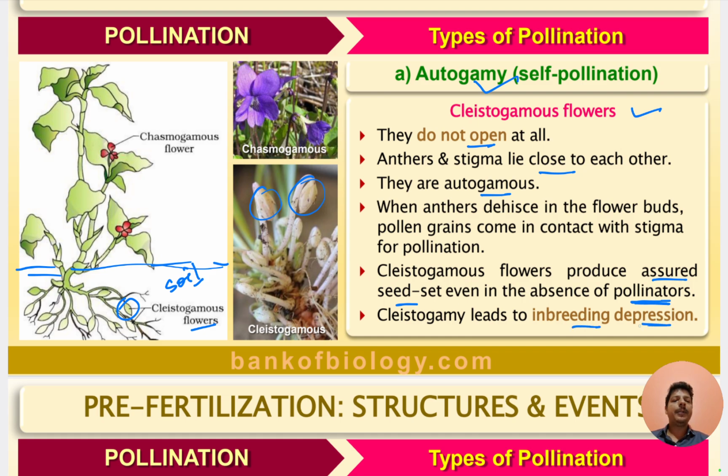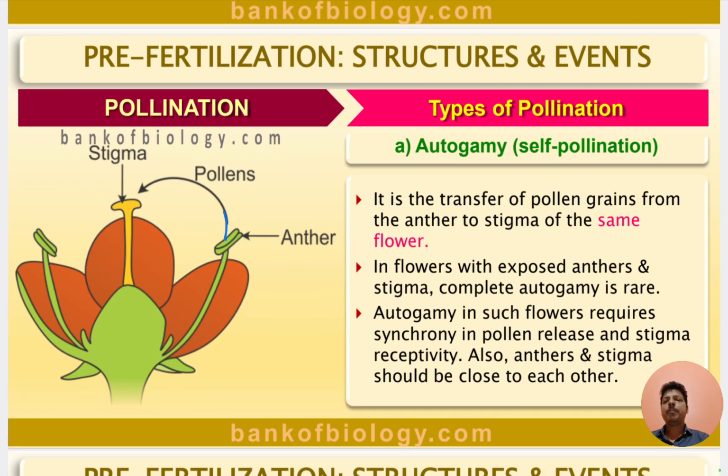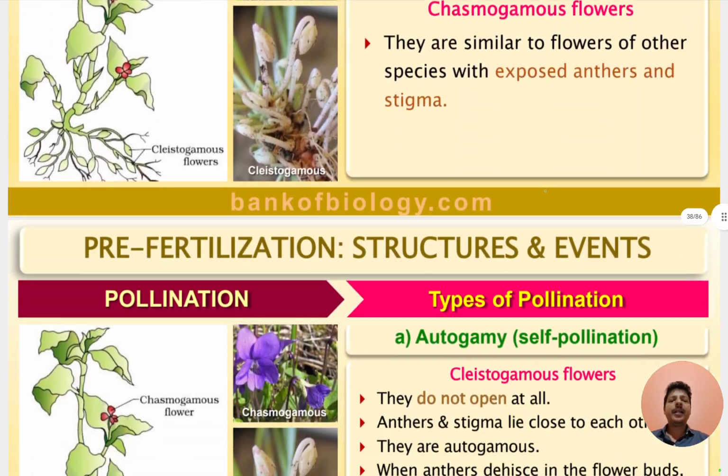Cleistogamy leads to inbreeding depression. Inbreeding depression is a term given because if autogamy occurs, see this diagram, that is, the same pollen grain travels to the same stigma, it is also termed as asexual reproduction, because no differentiation occurs. The same anther goes to the same stigma. There is no variation, and that is called inbreeding depression.